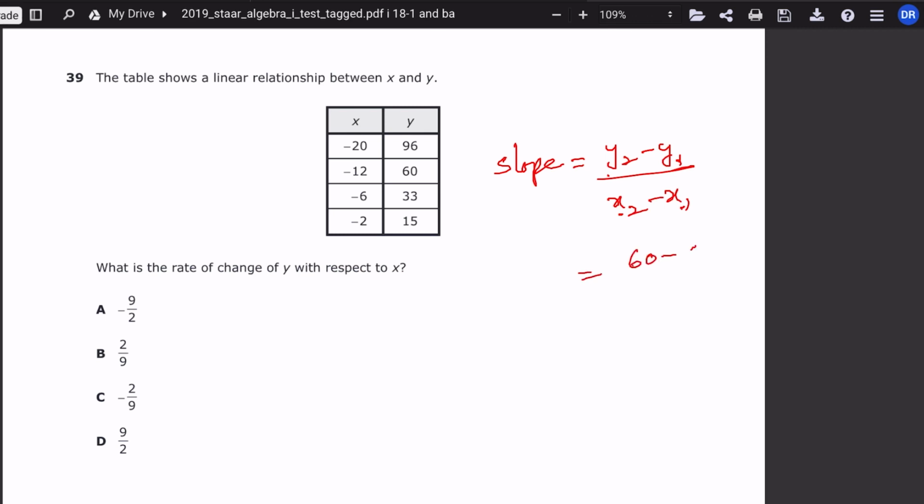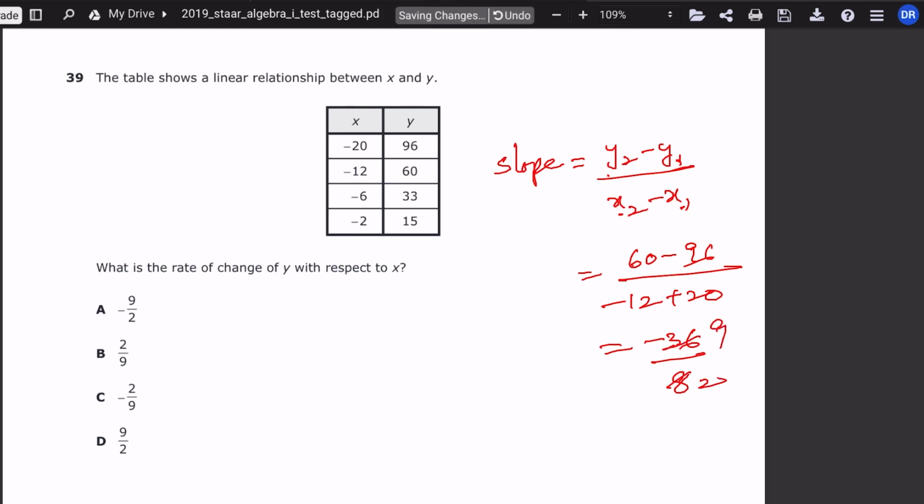60 minus 96 divided by minus 12 plus 20, which is equal to minus 36 divided by 8. So here 4 2s are 8, 4 9s are 36. Therefore the answer you're getting is minus 9 by 2. So option A is correct for the 39th one.